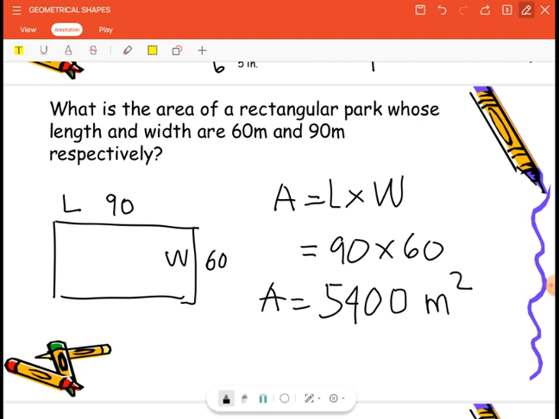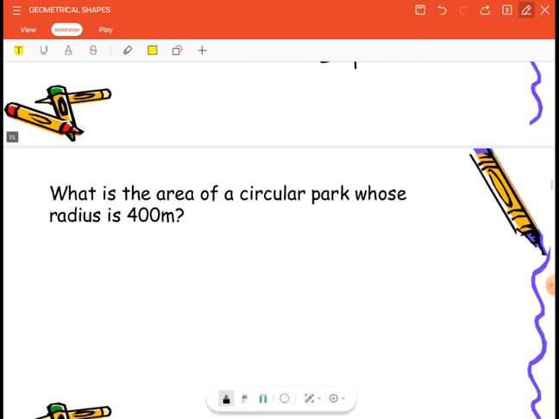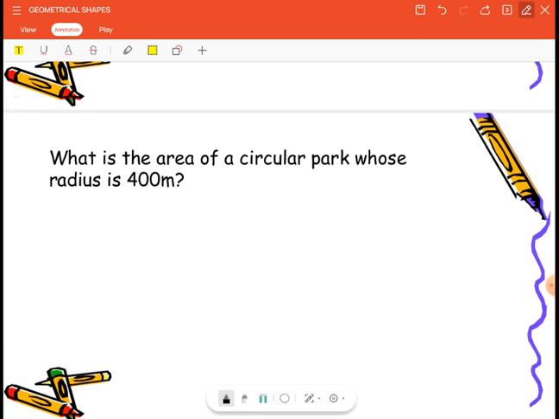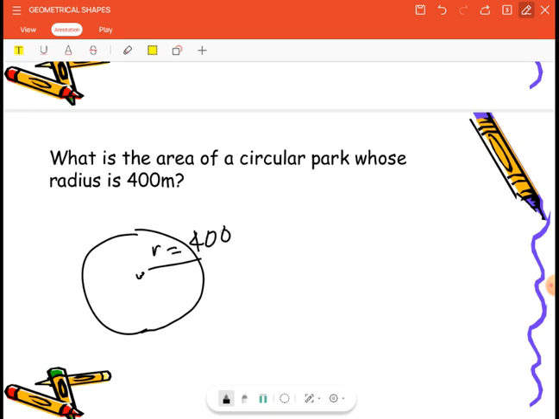Square meter. Okay? So next, what is the area of a circular park whose radius is 400 meters? So dito naman, ang tinutukoy naman natin dito na shape ay circle, kasi may radius tayo. So drawing tayo dyan. So ito. And yung radius niya ay kalahati ng diameter, which is 400 meters. Yung ating area is equals to pi r squared. Okay, so pi ay nasa calculator 3.1416 times the radius na 400 meters.